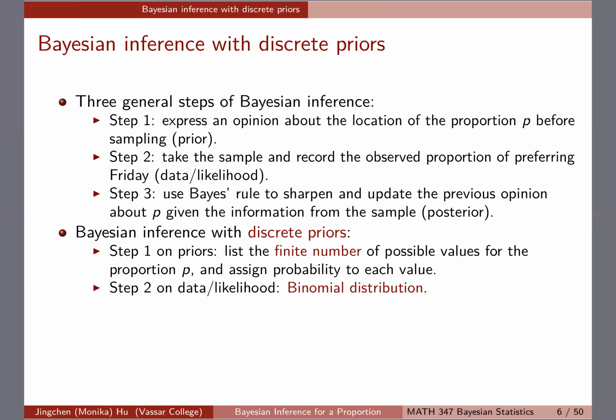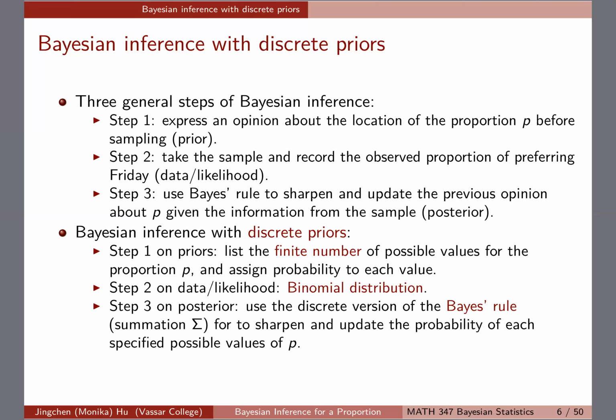And lastly, for step 3, on the posterior, we're going to use Bayes' rule. Remember the Bayes' rule, we have the discrete case, which is using summation for the marginal in the denominator, or the continuous case using integration for the marginal. But because we're working with a discrete prior in this case, we're going to see how to use the summation for getting the marginal probability of the data. And then we're going to use that to sharpen and update the probability of each specified value for P. And that's the whole process. Okay, so keep in mind, this is the process. So we're going to see it one by one.